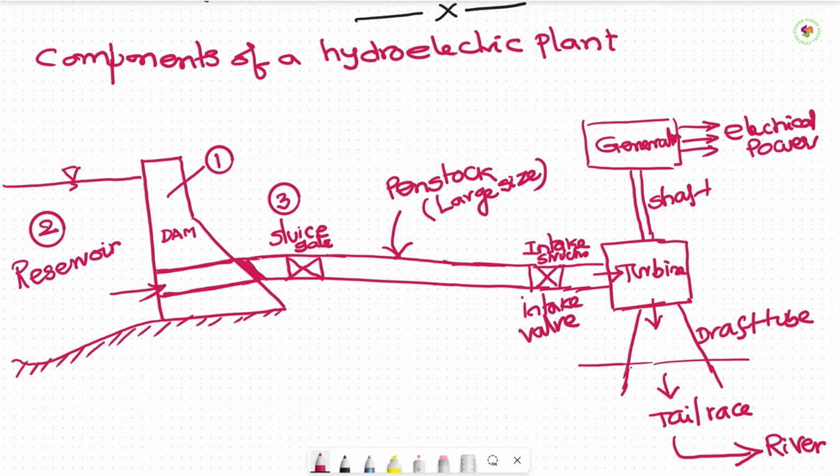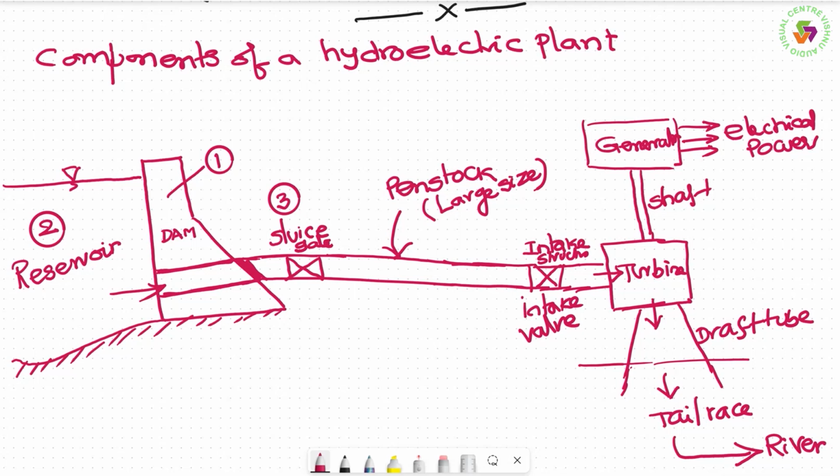The generator produces electrical power. The water, after rotating the runner, leaves the turbine through the draft tube, a tube connected at the exit of the turbine runner. That is what we call a draft tube. Through that draft tube, the water enters the tail race. Tail race is nothing but the downstream pond where the water is left, and from there the water is directed to the river. So this is what the hydroelectric plant is concerned with.